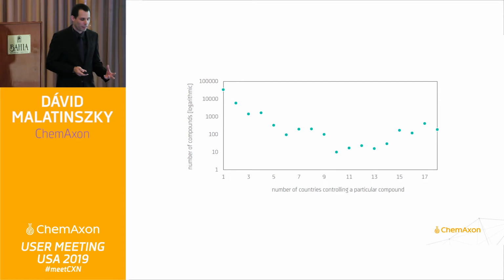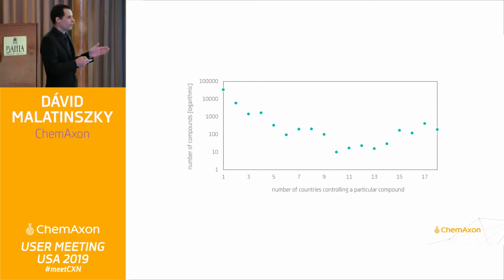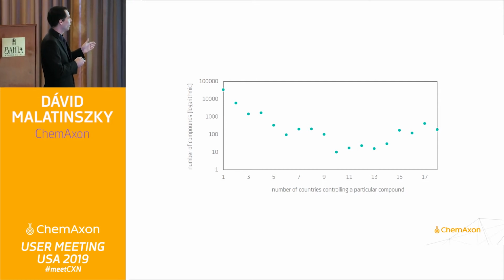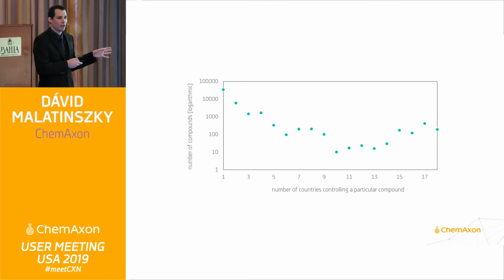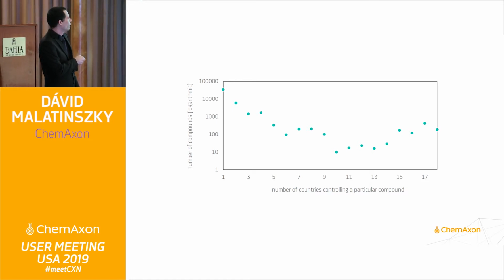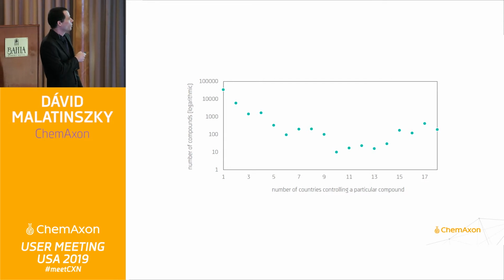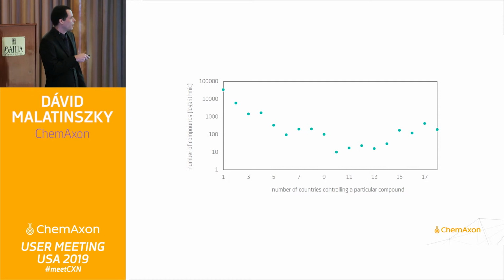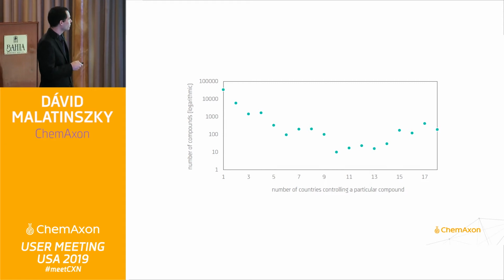Yet another figure, but this time based on the number of countries controlling a particular compound. So what you see here at the left edge is the number of those compounds which are specific to a particular country. So only one country controls this many compounds. This is a logarithmic scale. And at the right end, you see those compounds which are controlled by all countries. We have a few hundred.